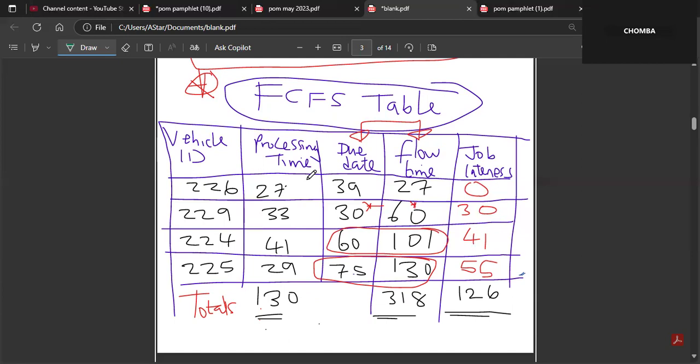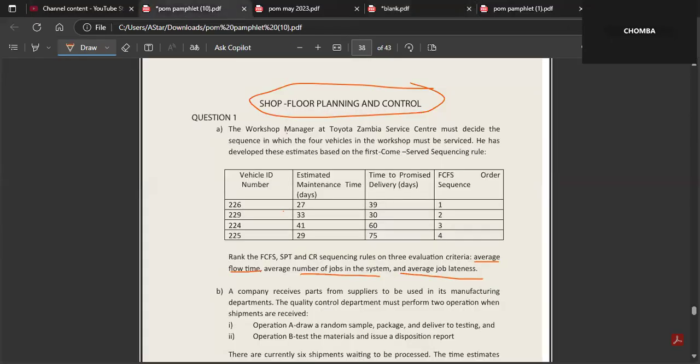We are ranking them starting with the shortest processing time. So everything else should come from here. You start with the job that has the shortest processing time. So we start with this one. Are you able to see? 27, this one will be number 2, number 3, number 4. This is what I'm saying.